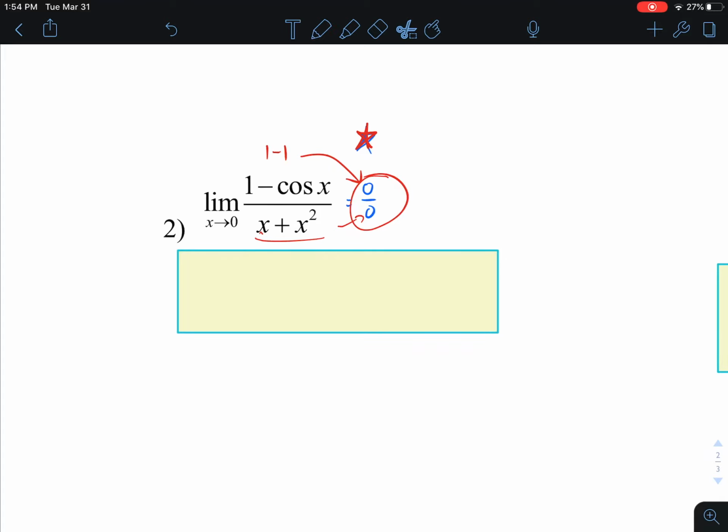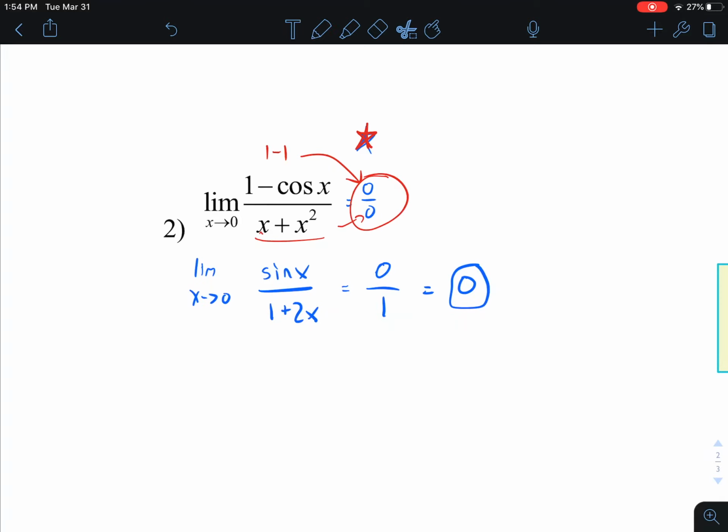Okay, hopefully you've paused it, you've resumed it, and hopefully this is exactly what you have. Derivative of the top, 1 minus cosine x, is sine of x. Derivative of the bottom, that polynomial right there, is obviously 1 plus 2x. Now let's try plugging in 0. Sine of 0 is 0.